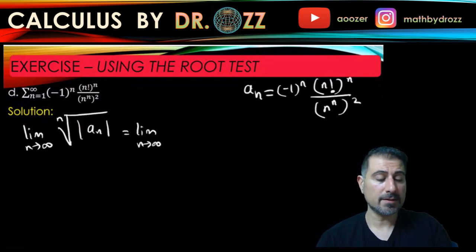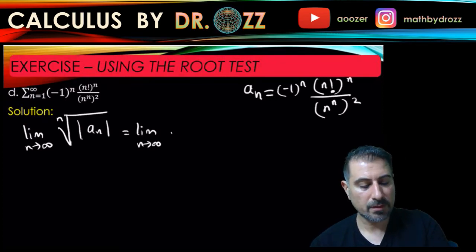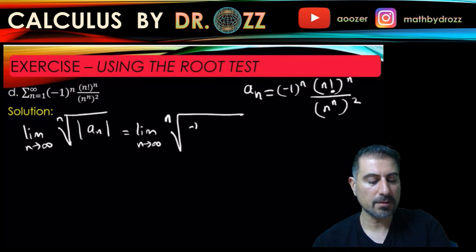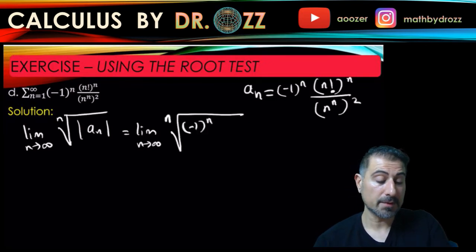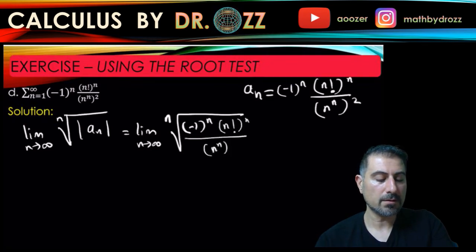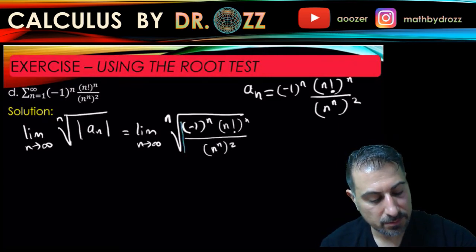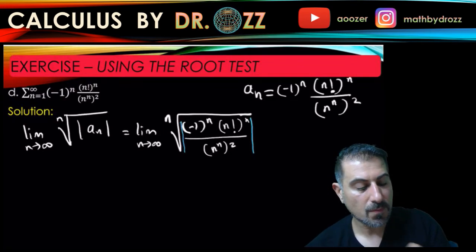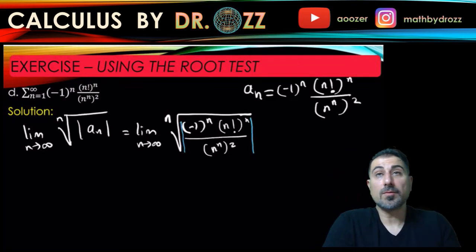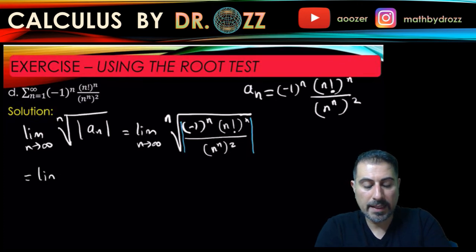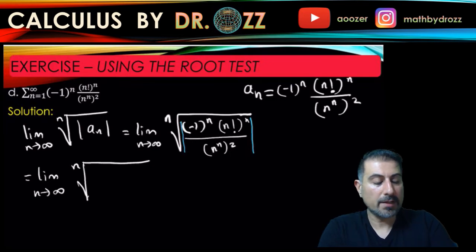Like in the other cases, let's see. When you take the absolute value of a_n, well, let me just write it clearly. The (-1)^n part is going to be gone. Okay, n factorial to the power of n over n to the n squared. I take the absolute value here. Minus 1 to the n is always 1, so I'm going to get rid of that, as I said. So I'm left with the absolute value of n factorial.